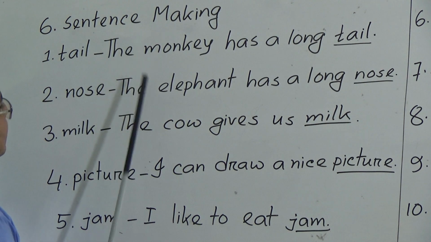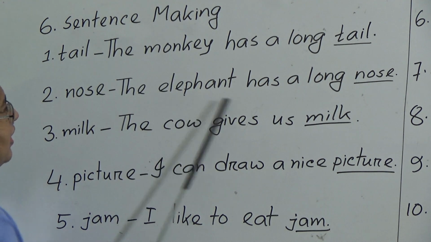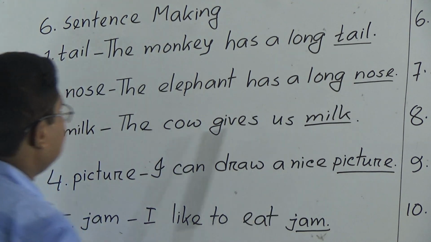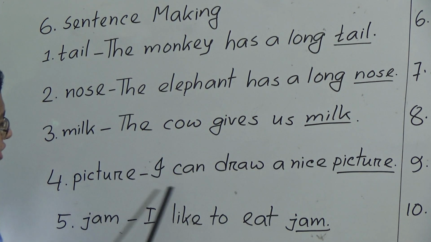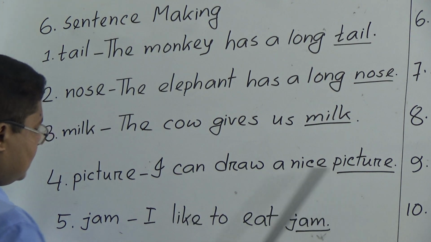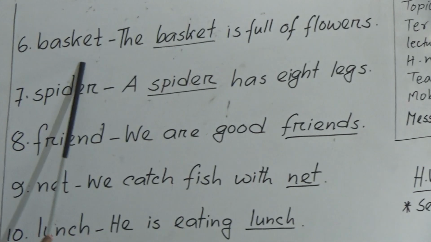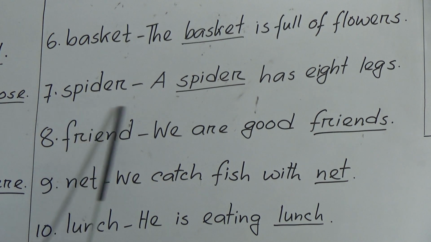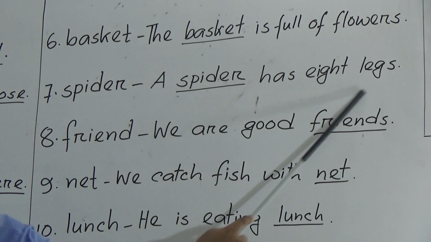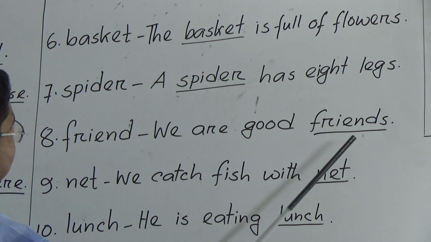These 2 sentences are similar. Look, only we changed monkey. In place of monkey, we have written elephant, and in place of tail, we have written nose. Milk. The cow gives us milk. Picture. I can draw a nice picture. Jam. I like to eat jam. Next sentence, 6. Basket. The basket is full of flowers. Spider. A spider has 8 legs. Friend. We are good friends.